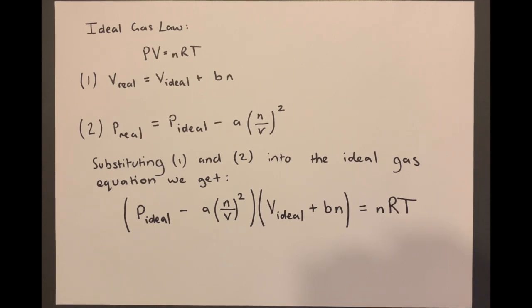Substituting equations 1 and 2 into the ideal gas equation, we get P ideal minus A times n over V squared, all times V ideal plus Bn, which equals nRT. This is the van der Waals equation of state, which works for both real gases and ideal gases.